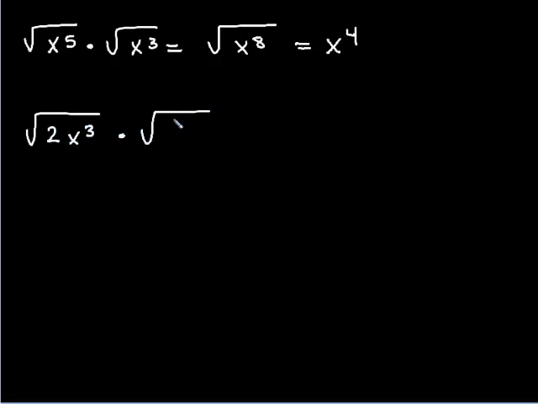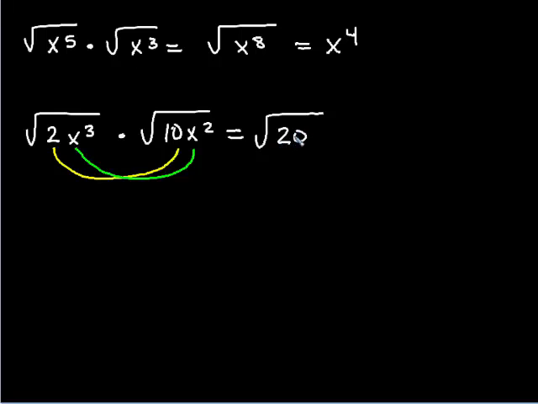If there are number portions underneath the radical, we multiply the number portions together, and then we multiply the variable portions together. So this would give me 2 times 10, which is 20, x to the 3rd times x squared is x to the 5th. Then I simplify.